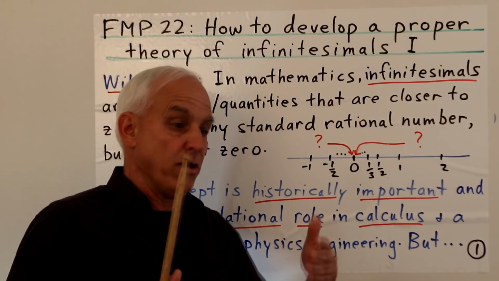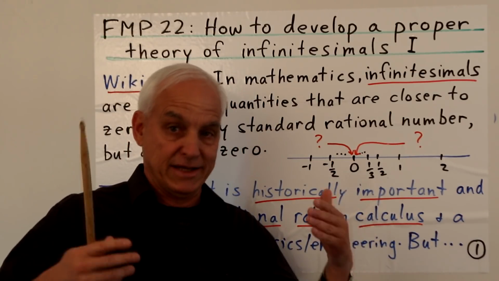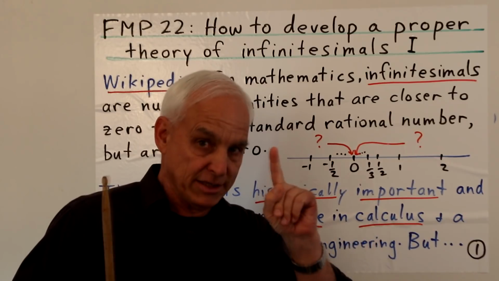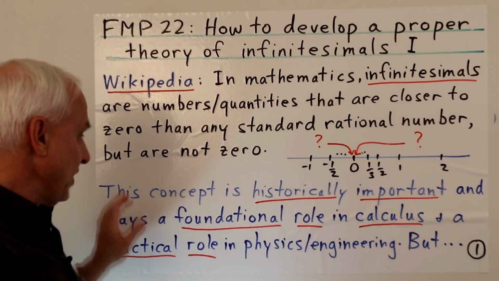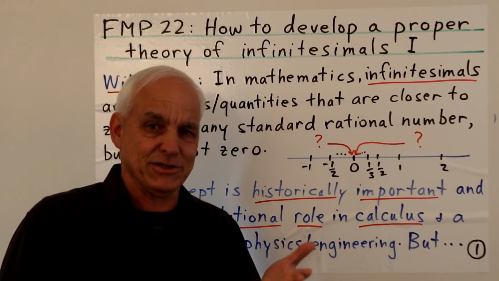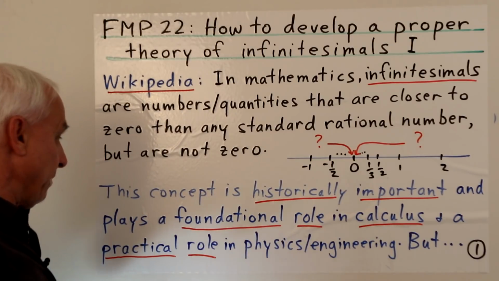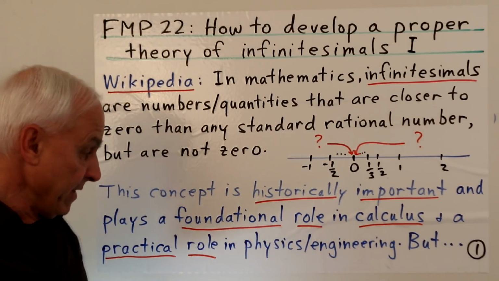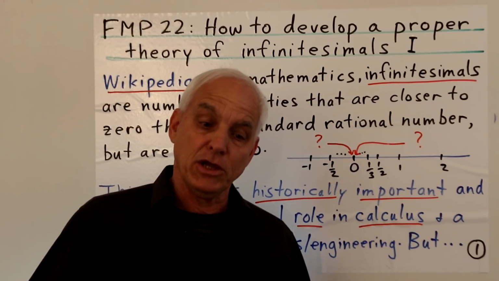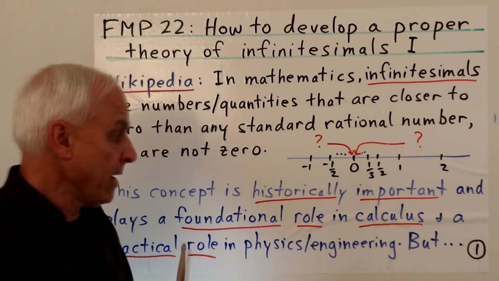They're smaller than 1 over a million. They're smaller than 1 over a billion. They're smaller than 1 over a trillion, etc. But they're not zero. Okay, so this concept, even though it's obviously sort of strange arithmetically, it's actually very historically important and plays a foundational role in calculus and also a very useful role in physics and engineering.